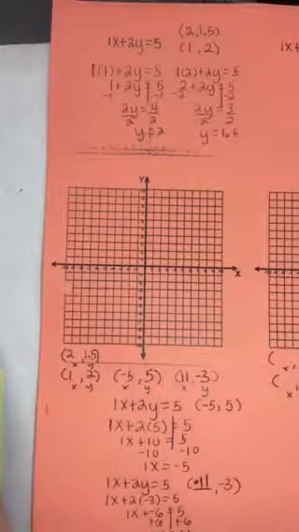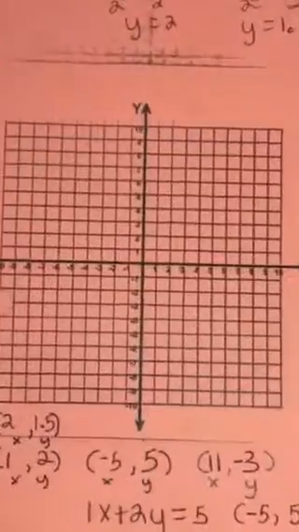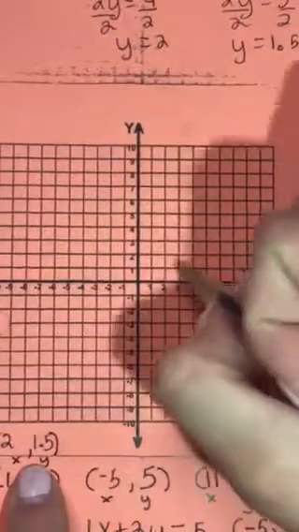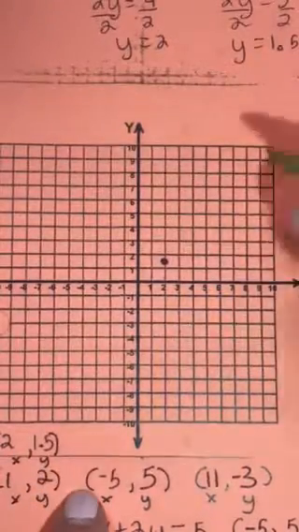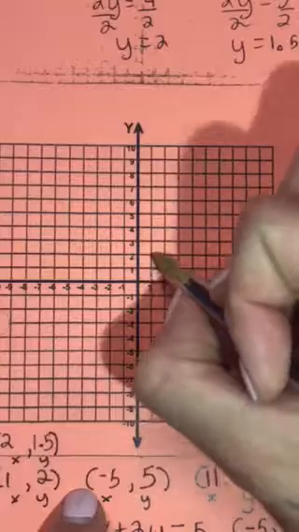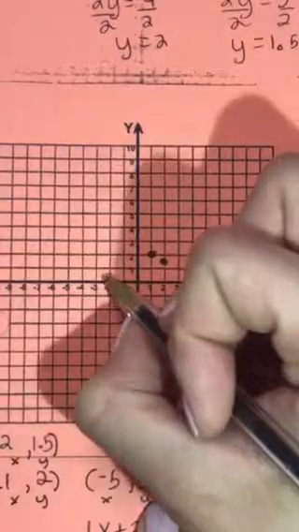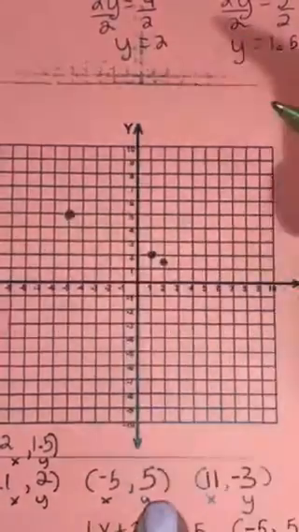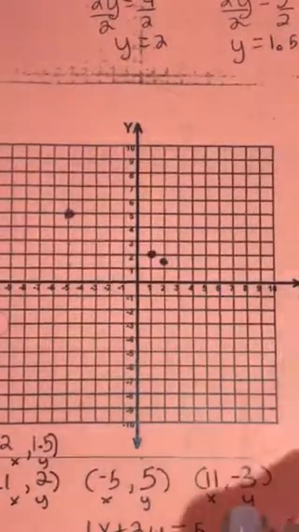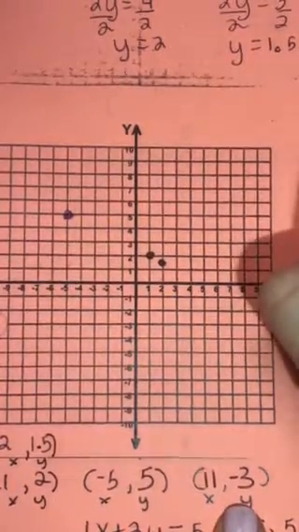Okay, and now I'm going to go ahead and graph those points. So (2, 1.5). 2 is my x value, so I go on my x-axis to 2. I'm going to zoom in some. 2, and then I go up 1.5. So that's about there. Next, I have (1, 2). So that means I go to x equals 1 and I go up 2. And then I have (-5, 5). That means I go all the way to negative 5 and then up 1, 2, 3, 4, 5. And then I have (11, -3). So 11's not on here, but I could go ahead and mark it. And I could go down to negative 3.